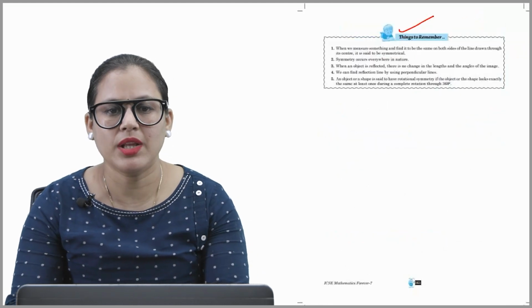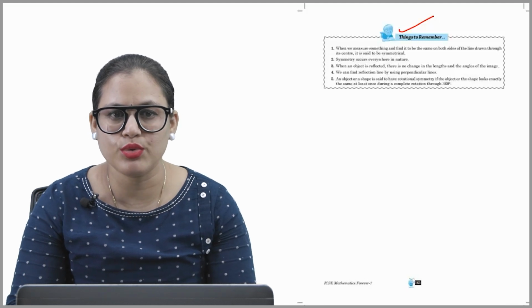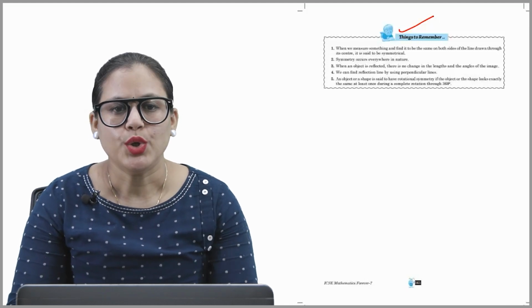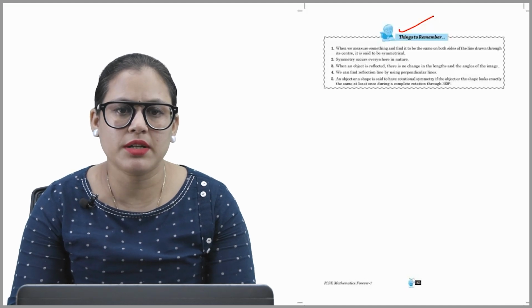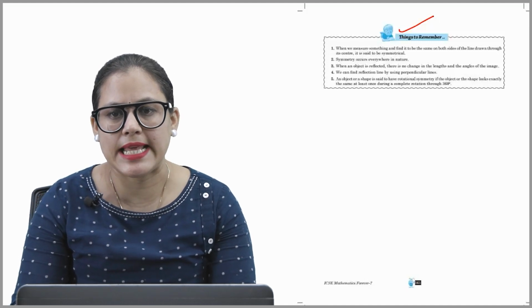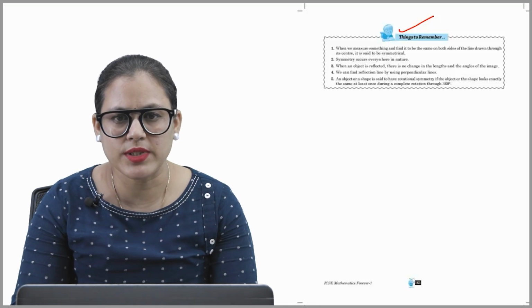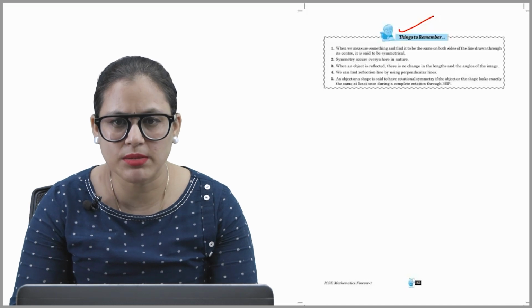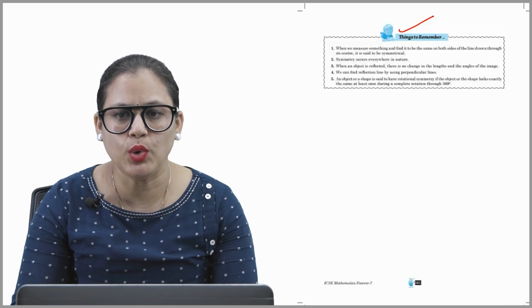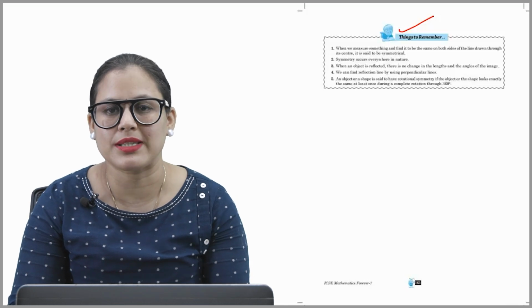Things to remember. Number 1, when we measure something and find it to be the same on both sides of the line drawn through its center, it is said to be symmetrical. 2, symmetry occurs everywhere in nature. 3, when an object is reflected, there is no change in the lengths and the angles of the image. 4, we can find the reflection line by using perpendicular lines. 5, an object or a shape is said to have rotational symmetry if the object or the shape looks exactly the same at least once during a complete rotation through 360 degree.